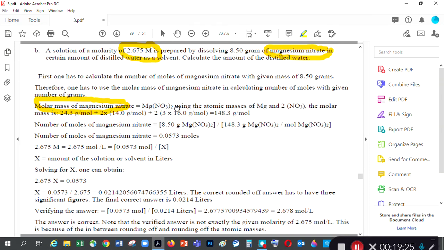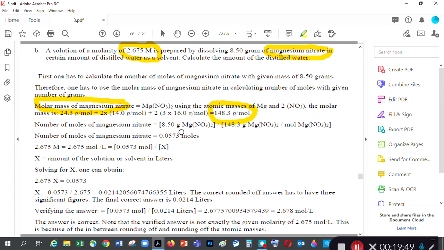So you can look: 6 oxygen, 2 nitrogens, and 1 magnesium, and it came out to be 148.3 gram per mole for magnesium nitrate. So we have the molar mass, we have the grams. We can calculate what? The moles. So the moles of magnesium nitrate, straightforward.